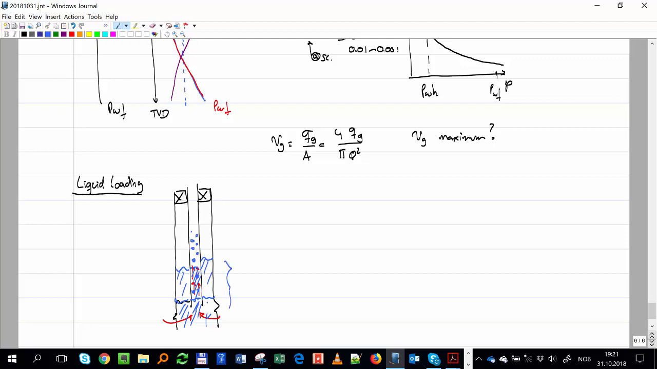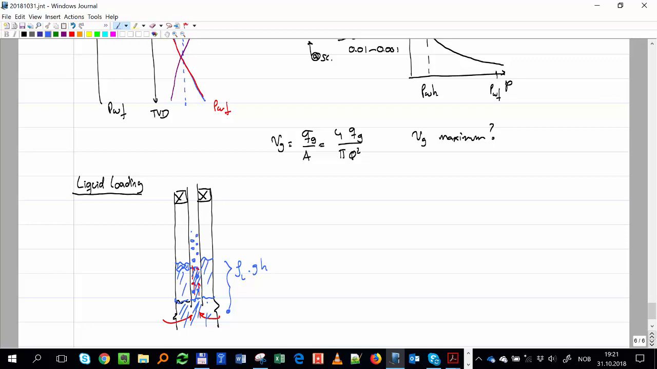Okay, and this will be an additional back pressure acting on the reservoir. Here I have to put it like that. You have accumulation: the gas is not able to evacuate the liquid that is being produced, and the liquid is going to start to accumulate in the well.